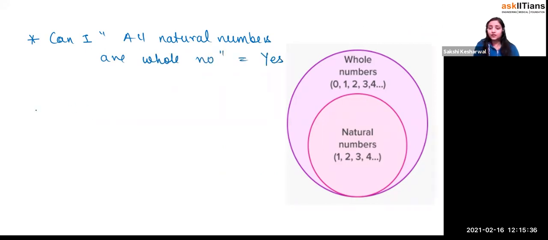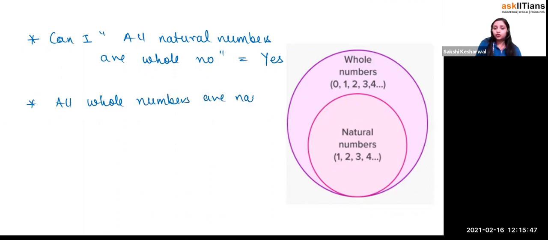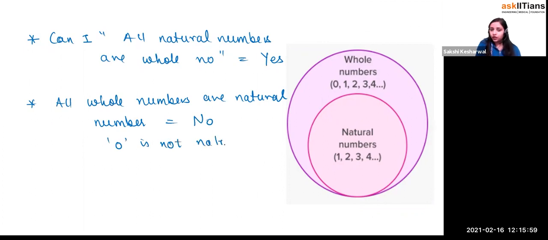But vice versa, if I ask you, are all whole numbers natural numbers? What will be your answer? Your answer will be, beta? No. Because 0 is not a natural number. 0 is not a natural number, right? 0 is not a natural number.